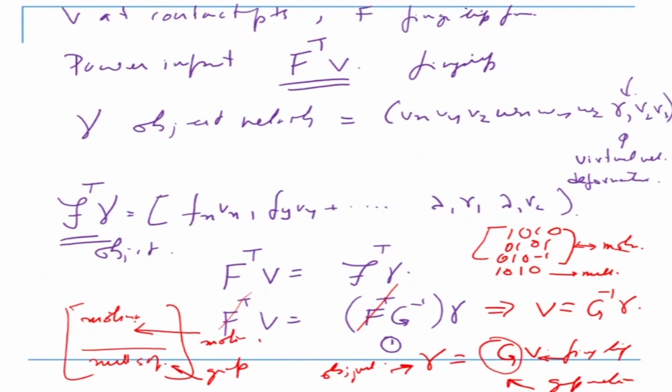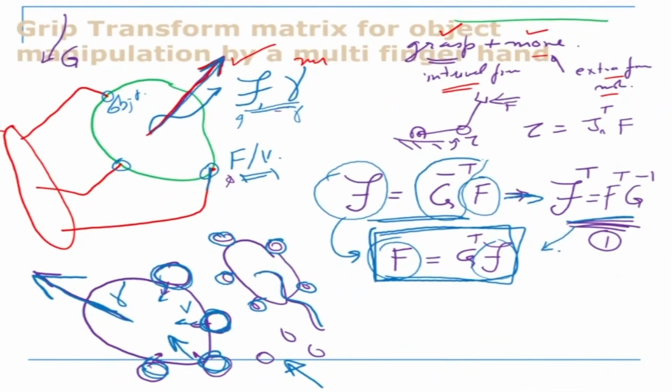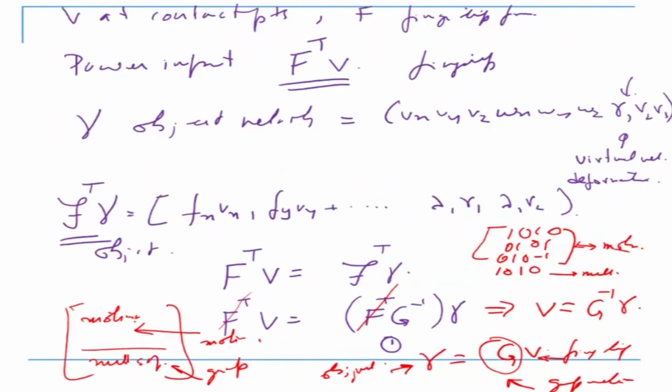Now let me explain what we are doing. We are saying that this is applying a force and it has a particular velocity v. So force is F, velocity is v, so it is imparting energy into the object. The sum of all the energies that are imparted will be converted into the energy of the gross motion of the object. So the power input, where v is the velocity at the contact point, and F is the fingertip force, right?